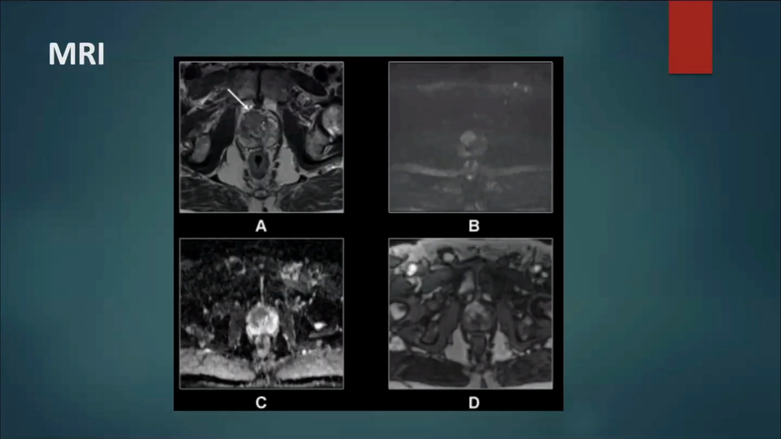Now, these images represent the large PIRADS 5 lesion in the right anterior transition zone. And as you can see in the images, it's very low T2 signal, high DWI, low ADC, and then increased early enhancement compared to the background prostate. And you can see the arrow in image A.